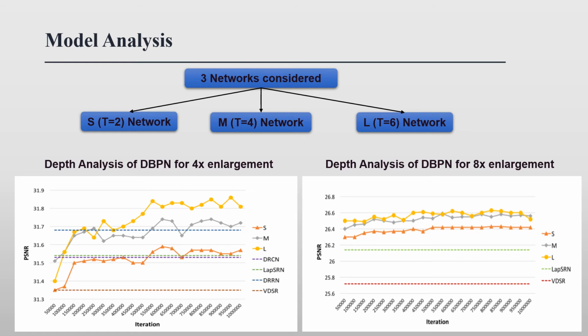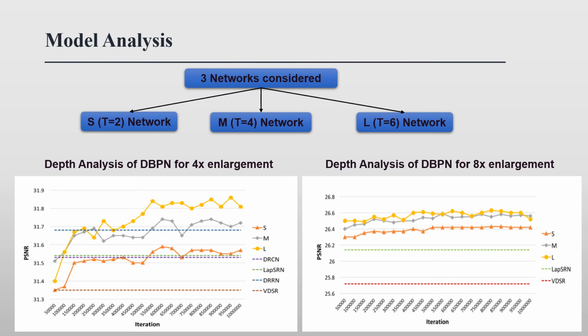For t equal to 2, it has 2 up projection units and 1 down projection unit in the network. And similarly for t equal to 4, it has 4 up projection units and 3 down projection units in the network. And similarly for t equal to 6, it has 6 up projection units and 5 down projection units in the network. Observing the results here, the depth analysis of deep back projection networks for 4 times enlargement of the low resolution image, one can observe here as the number of iterations increases, peak signal to noise ratio can be observed here.